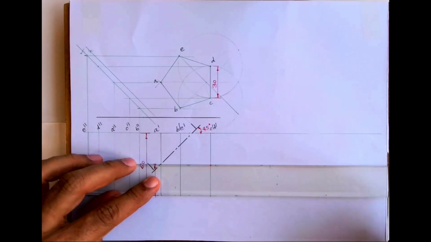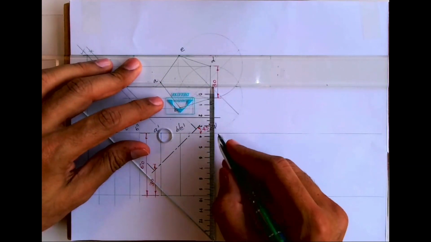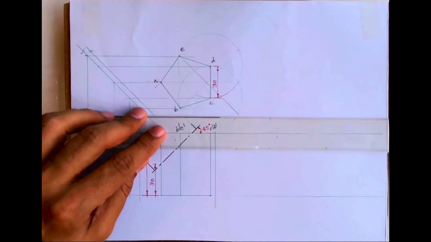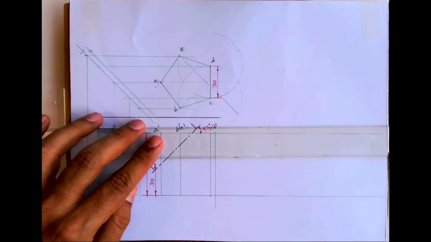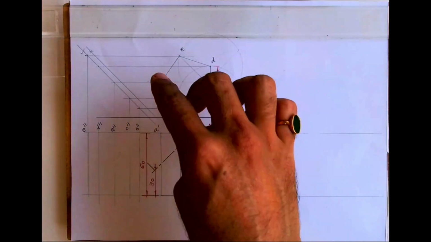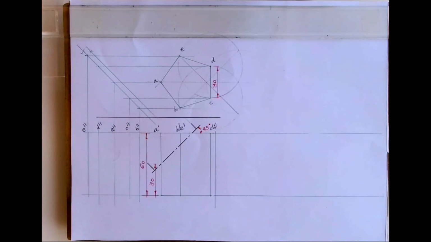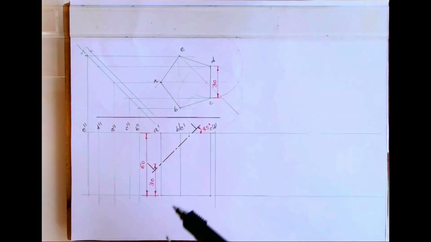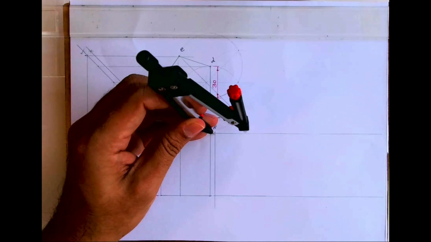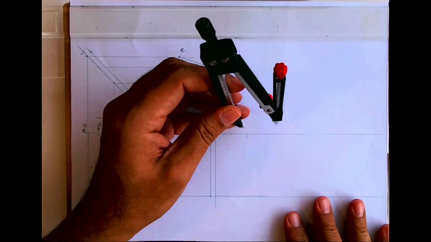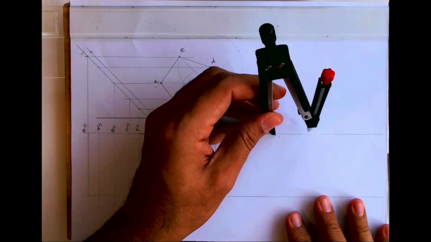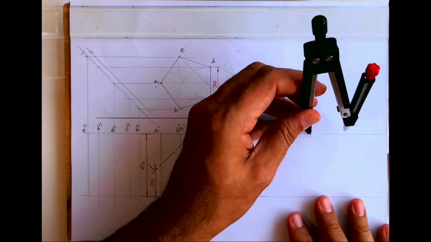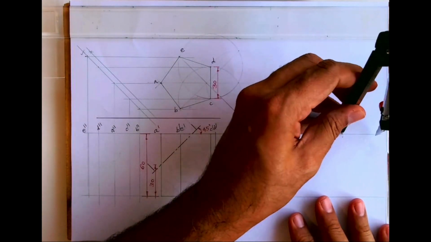I'm drawing a horizontal line from the front view. Then anywhere I can draw one vertical line. Now I'll take this distance AB and I will cut 5 times, because all the sides are same. AB is how much? 30. So A to B, B to C, C to D, D to E, and then E to A.